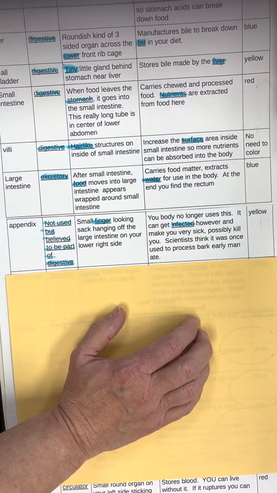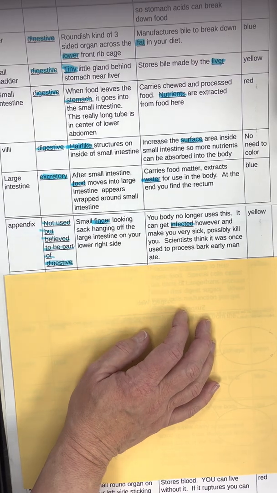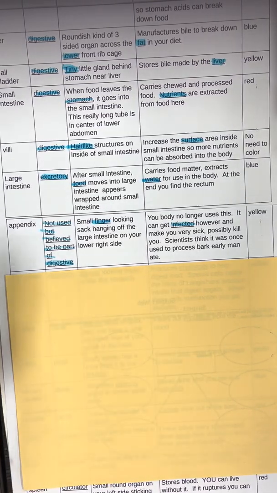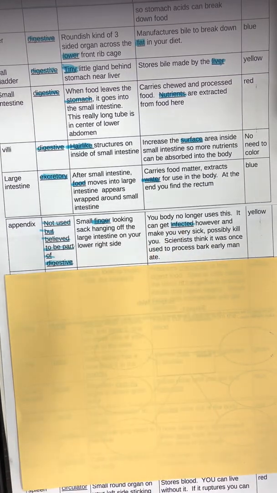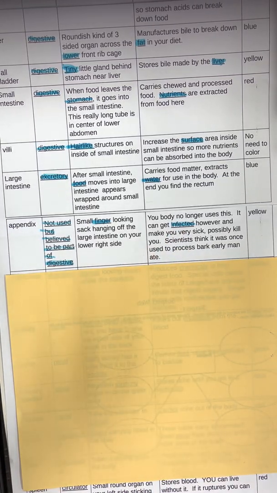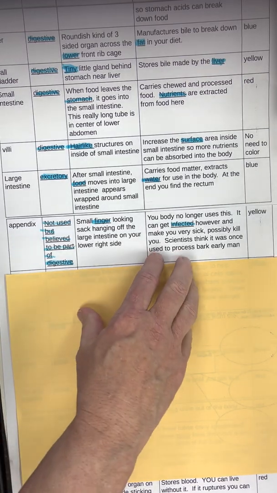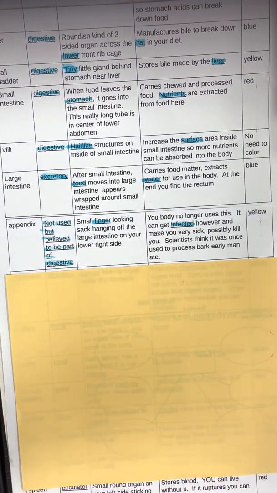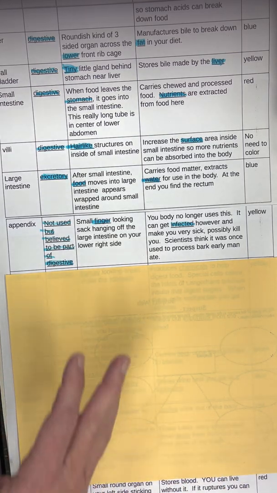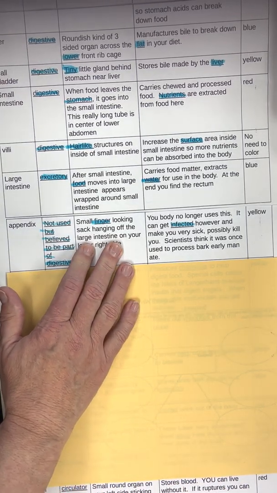Scientists think it was once used to process bark early man ate. And I know you're thinking like bark on trees. Yes, that's exactly what we're talking about. Bark on trees. Currently, doctors say we only get like a third of the fiber we're supposed to have in our diet on a daily basis. So people are taking supplements and all this, trying to get more fiber, it's probably because we're no longer eating bark, which would be 100% fiber.